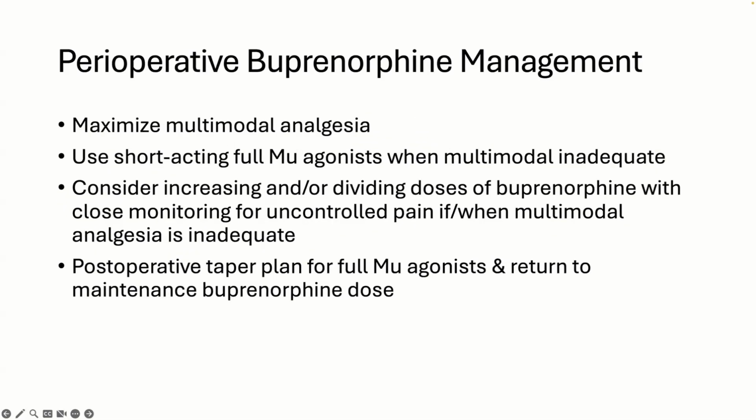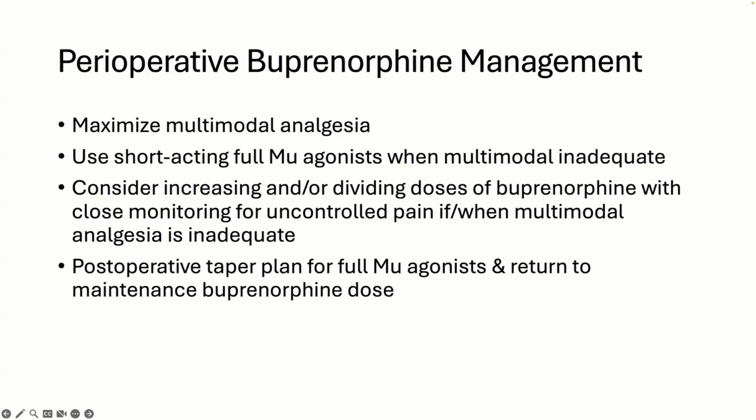Again, highlighting the importance of maximizing multimodal analgesia. The recommendations do mention that using short-acting full mu agonists when multimodal analgesia is inadequate is okay to do. And there was a recommendation, which they graded as grade C, a low level of certainty, that you can consider increasing and/or dividing the doses of buprenorphine with close monitoring for uncontrolled pain if and when multimodal analgesia is inadequate.